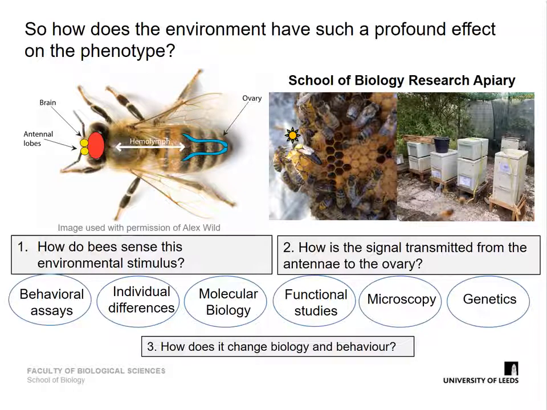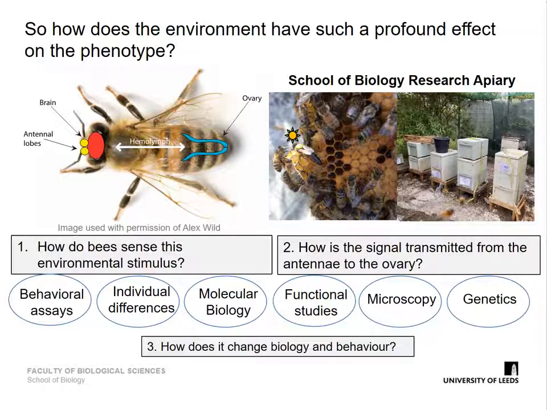Having this research apiary at the University of Leeds means that actually we can really easily manipulate the environment that these bees are experiencing. So we can remove a queen bee from a colony, or we can put a queen bee in and manipulate that environmental effect to see what impact that has on the genes and also the biology and behaviour of the worker bees. So to do this, I use a variety of techniques, some of them in the laboratory and some of them in the field at the apiary.